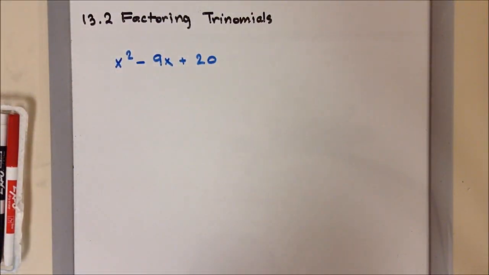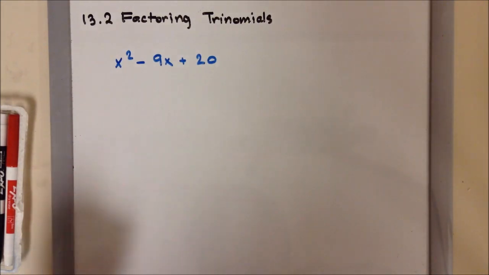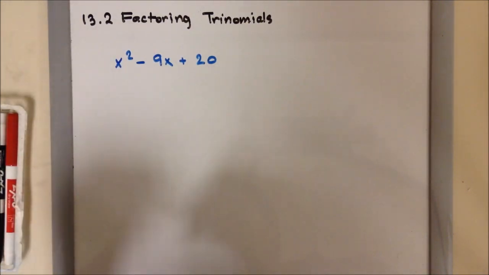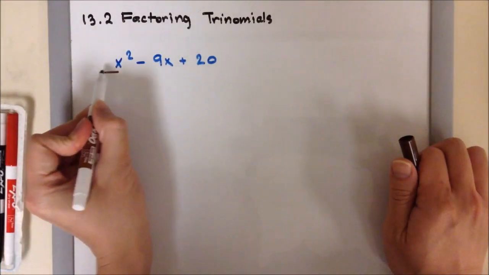Welcome to section 13.2, Factoring Trinomials. So when it comes to factoring trinomials, we have to put it in factor form. And again, I'm not asking to find a solution, just simply factoring. So to begin is to identify your ABC.